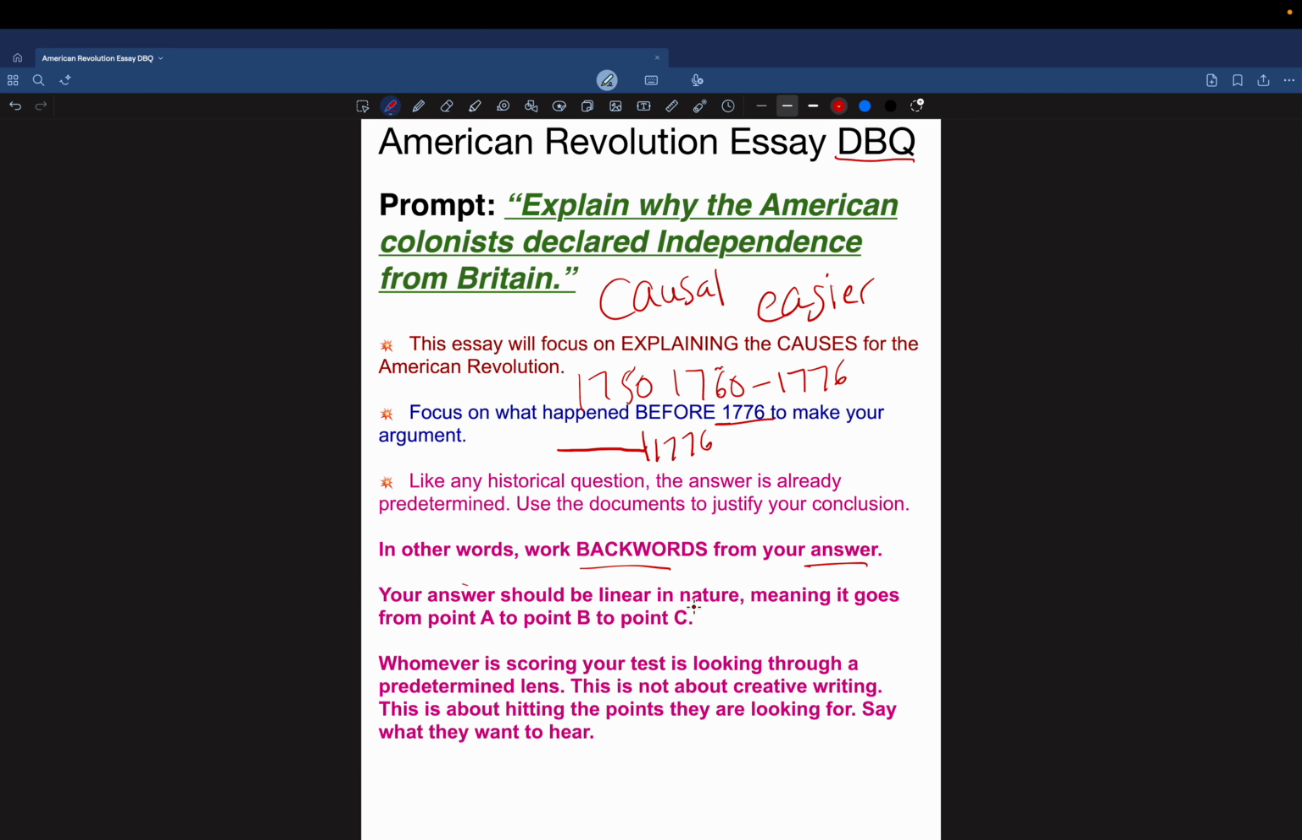This is really what's going to make Level Up Test Prep stand out from others. Your answer should be linear in nature, meaning it goes from point A to point B to point C to explain the causes. Whomever is scoring your test is looking through a predetermined lens. This is really what's going to make Level Up Test Prep stand out. This is not about creative writing. This is about hitting the points they are looking for. Say what they want to hear.